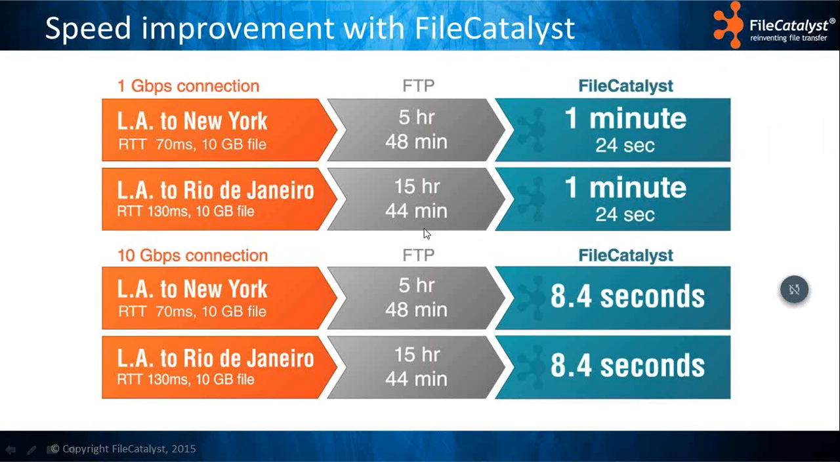On the 10 gig pipes, now these are much faster lines. Now you can see the same scenario, 70 milliseconds and a 10 gig file. Well, it still takes 5.5 hours with FTP, and with us it's now 8.4 seconds. Why? Because we're able to fully utilize that link. That means the 10 gig link will be fully saturated, and you'll be able to get the full bandwidth speed. And with Rio, once again, this improvement is dramatic. So you can see the improvement is quite substantial.